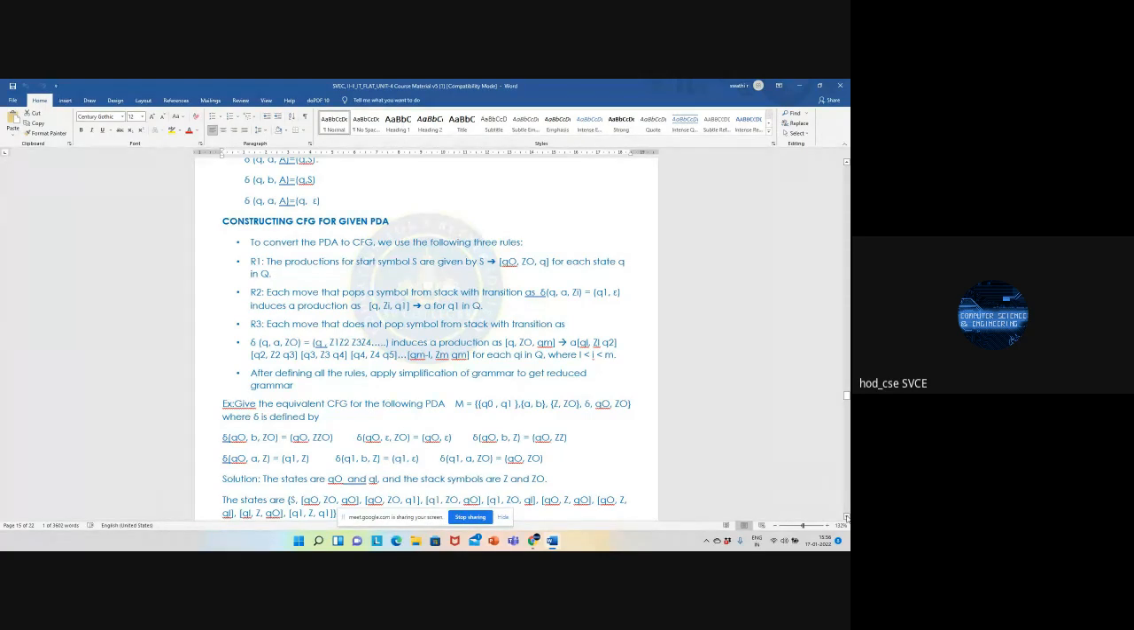The productions for the start symbol are given by S tends to [q0, Z0, q] for each state q in capital Q. Rule 2: each move that pops a symbol from the stack, with transition δ(q, a, Zi) = (q1, ε). And in rule 3, each move that does not pop the symbol from the stack, with the transition δ(q, a, Z0) = (q, Z1 Z2 Z3 Z4).